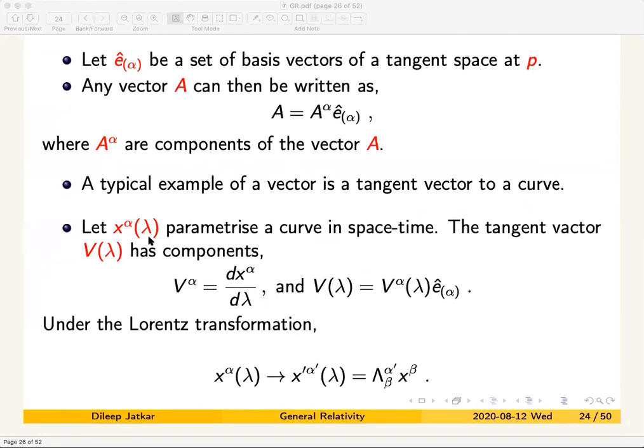So suppose we have x^α(λ), which parameterizes a curve in space-time. λ is a parameter which can vary from, say, 0 to 1, or 0 to any value. As you change λ, for different values of λ, you are assigning different space-time points. If this parameterization is continuous, you would say that you have assigned a curve x^α(λ), which is a smooth function of λ.